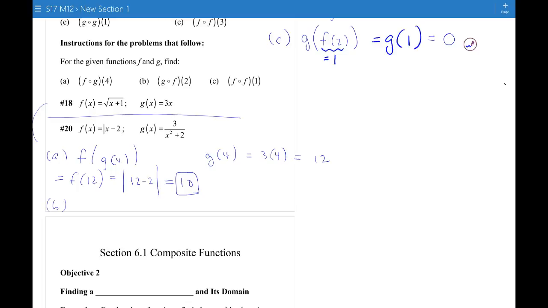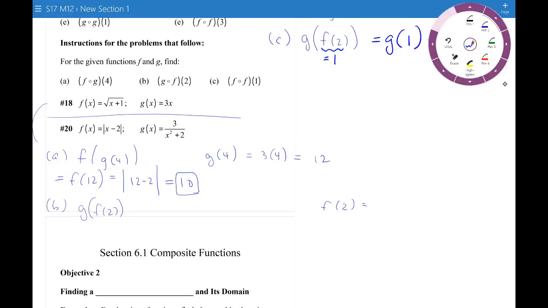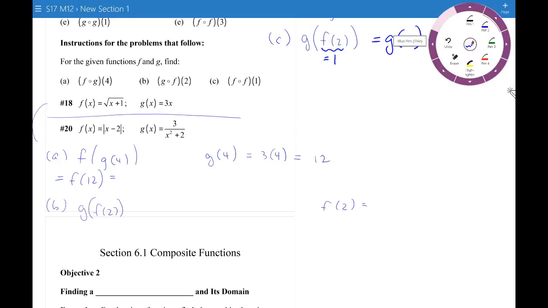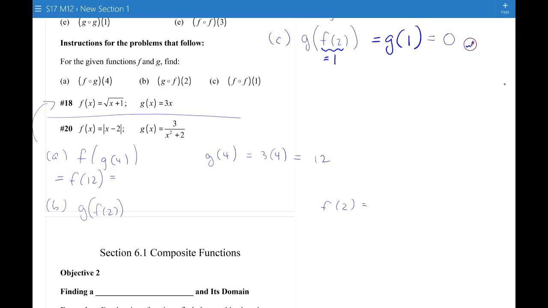Okay, so then let's look at the B one, g of f of 2. Well, this says first do f of 2, because you're always going to look at the inside first. So, oops, I used the wrong function, sorry, this was confusing, wasn't it? Okay, so this is f of 12. I'm looking at number 18, sorry. So this is the square root of 12 plus 1, or the square root of 13. I mixed two problems together, sorry.